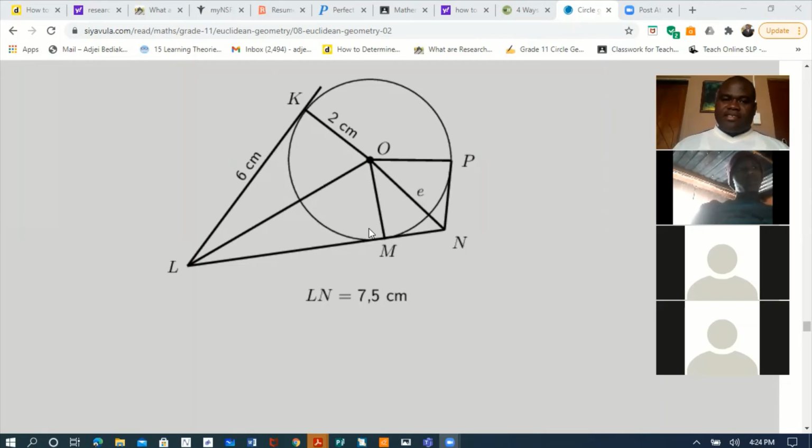Pythagoras theorem. Fine. Now, this is also a radius, which is 2 centimeters. Where else can we say it's also 2 centimeters? OM, ON, and OP, 2 centimeters. And then OP. What about ON?